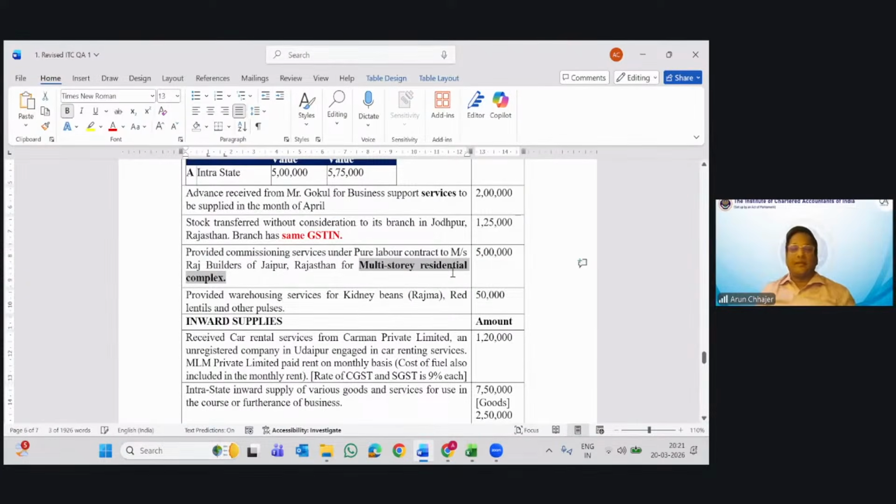Multi-story residential complex. Will it change your answer? कुछ फर्क पड़ेगा आपके आंसर पर? मल्टी स्टोरी मतलब एक सिंगल हाउस नहीं है, एक इंडिविजुअल हाउस नहीं है, मल्टीपल स्टोरी बिल्डिंग है, मल्टीपल फ्लोर्स है.